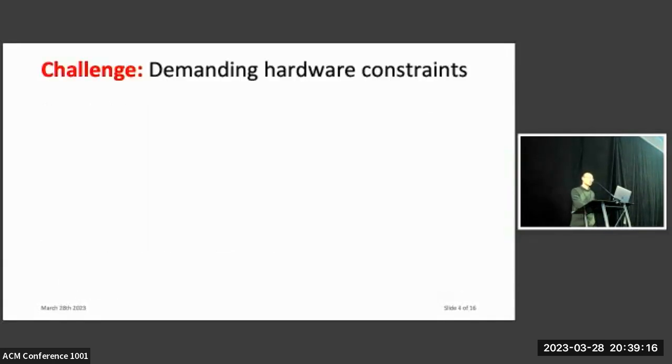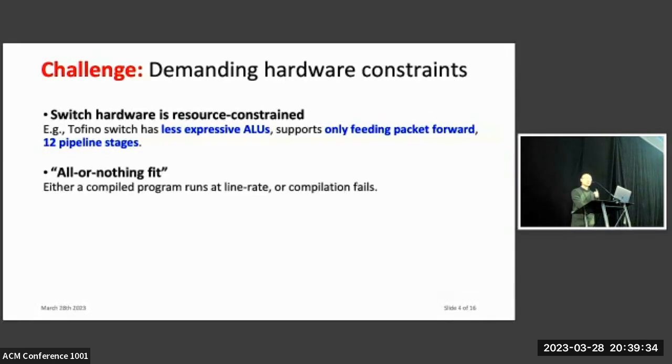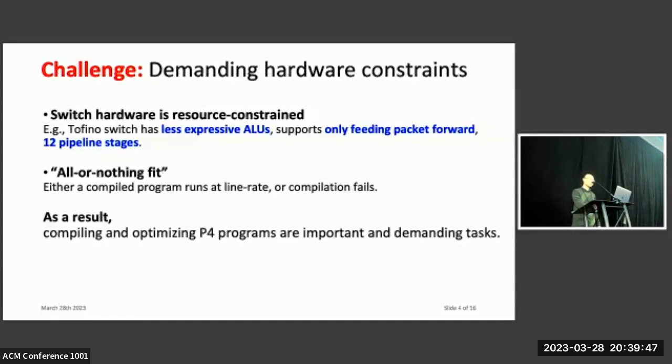First, the challenge. The switch hardware is really resource constrained. The RMT pipeline guarantees line-rate throughput at the cost of less expressive ALUs, and they only support feed-forward packet processing. In addition, network hardware like the programmable switch is all-or-nothing fit. Basically, a program can either fit into the hardware and run at full line rate, or the compilation fails. There's no middle ground in between. As a result, we think compiling and optimizing P4 programs are important and demanding tasks.